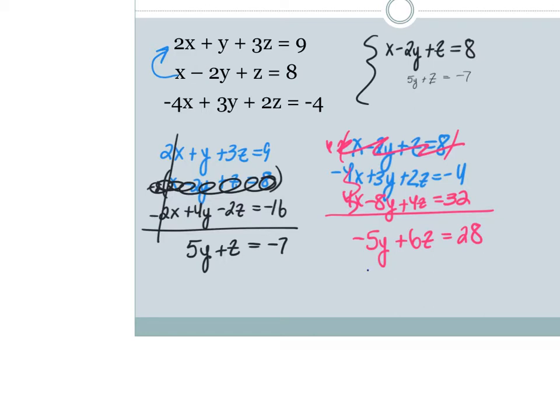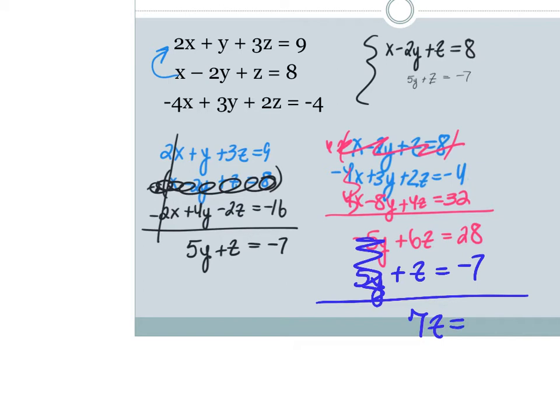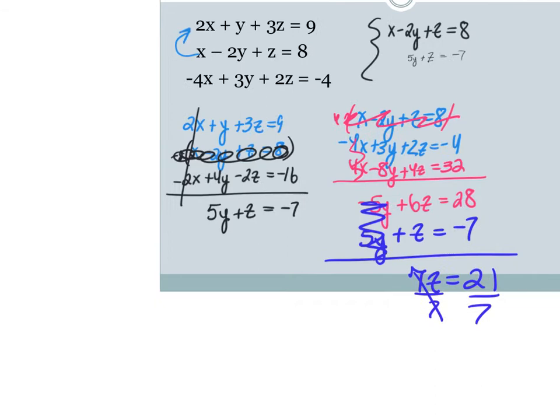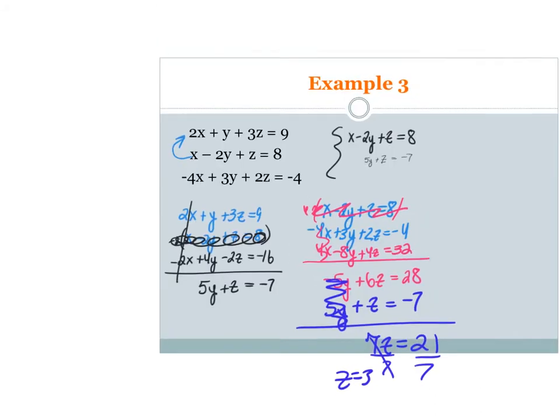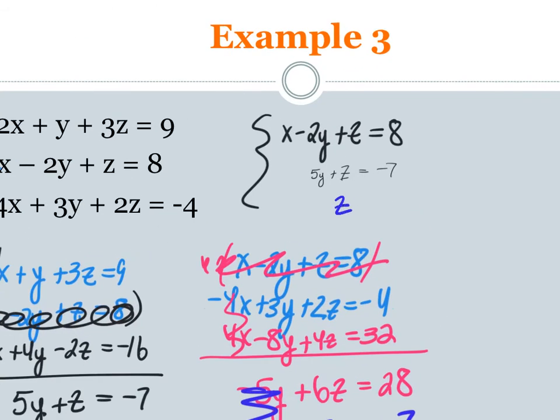With the second one, right? This 5y plus z equals negative 7. Well, what's negative 5y and a positive 5y? They'll cancel out nice and pretty. What's 6z and 1z? So 7z equals 21. So z equals 3.